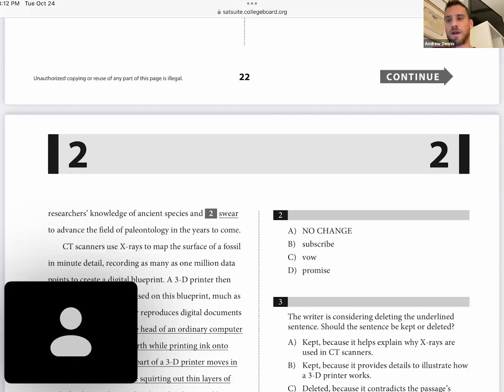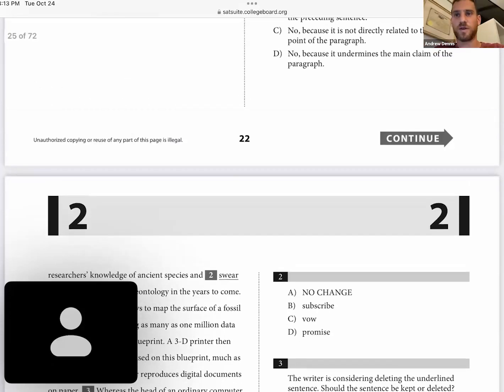The reason D is probably a better answer than C is because of the feeling of hopefulness, right? Like it's promising, it's hopeful that it'll advance the field of paleontology in the years to come, where vow is more of like an undertaking that you take without hope, I would say. Do you agree or you think it's vow still? No, I think it's promise. Yeah, and promise to advance.